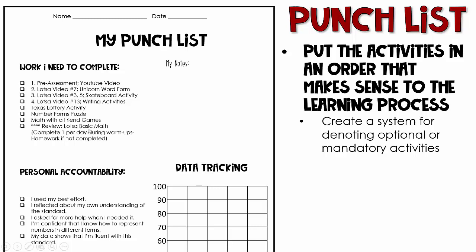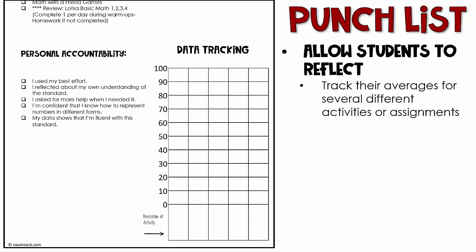Notice that I did include a spiraled practice. I list the different expectations on the punch list just to remind the students that it is something that they have to do. I also like to track personal or behavioral accountability on the punch list as well, so that students can begin learning to reflect.